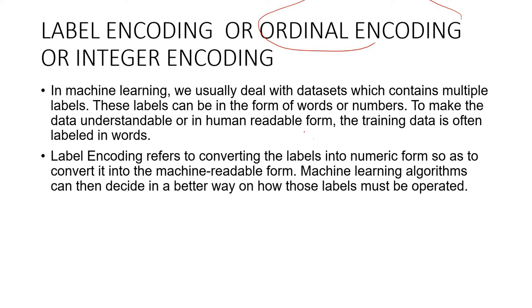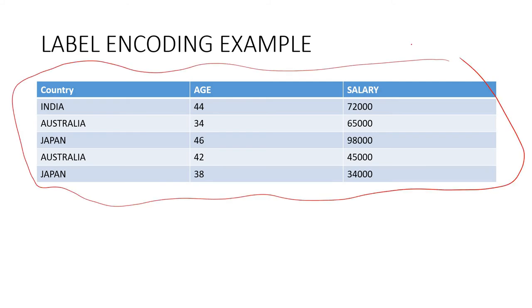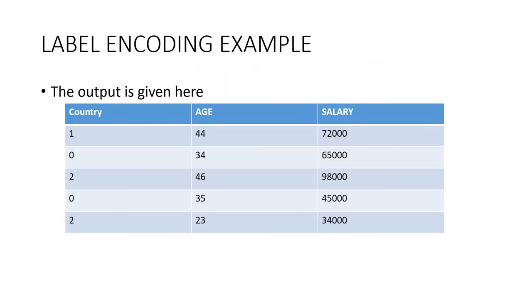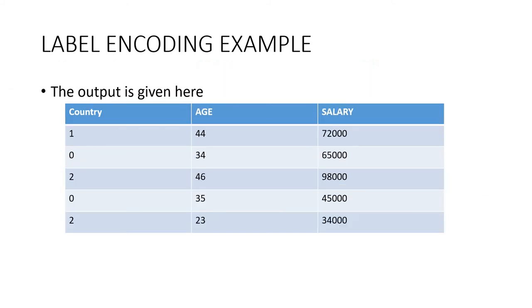See, labels are converted into machine readable form. For an example, I will give you. This is the data we have: country, age, and salary. So we need to convert this into labels. See, the output after encoding is like this, because here 0 is repeating because Australia is repeating here. So a program can run it.